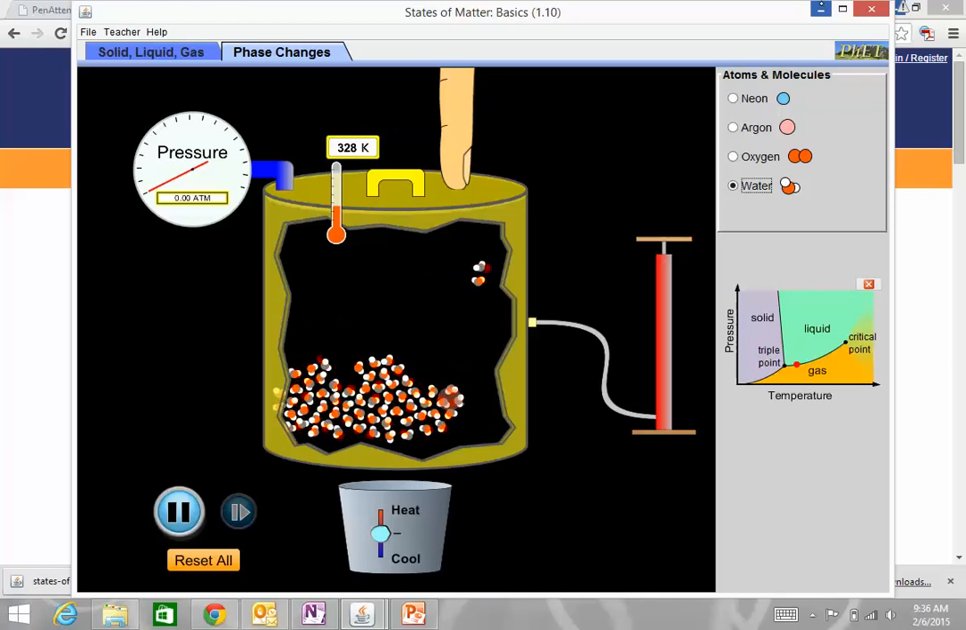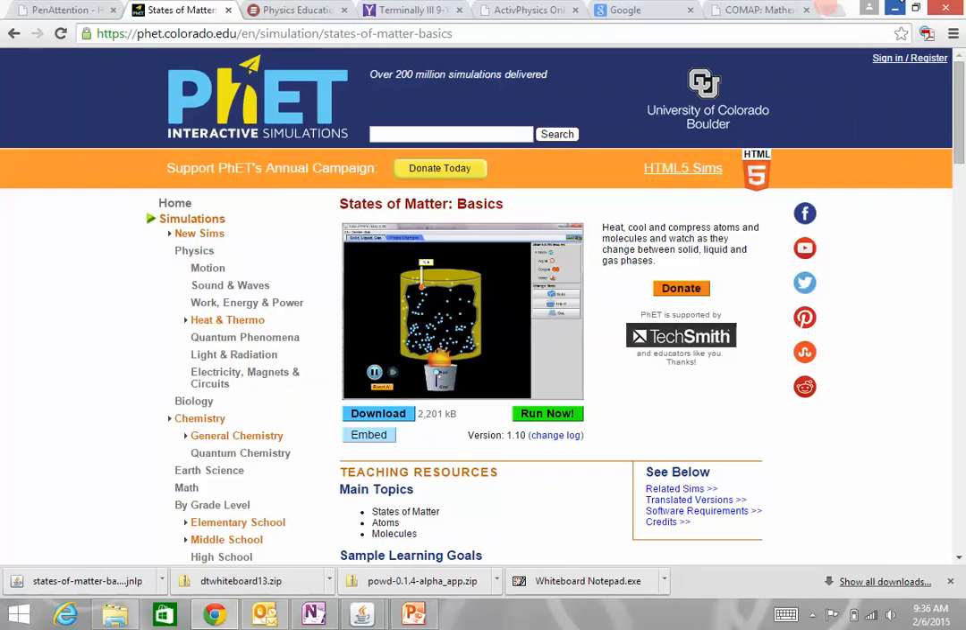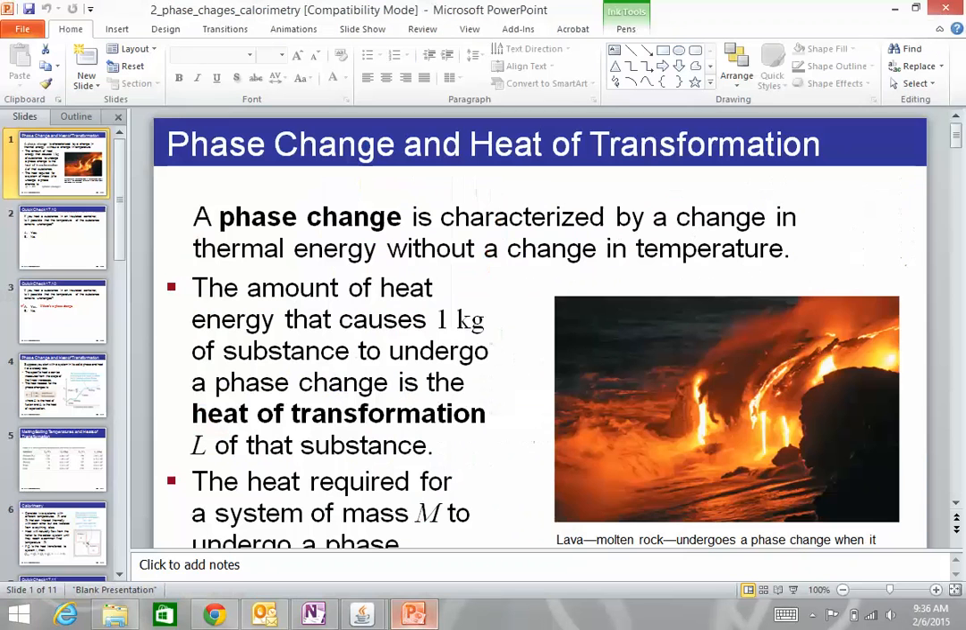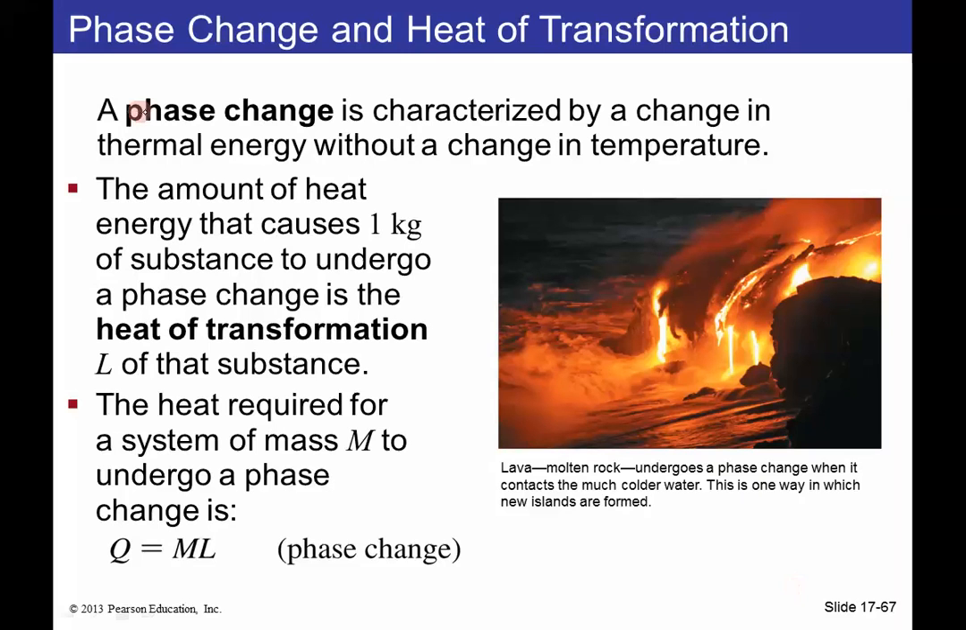Okay, so let's go back to the slides and go through all the important points that we need to cover. We remember now what a phase is, and a phase change is when you go from solid to liquid or from liquid to gas, and it is characterized by a change in thermal energy. The way to produce a phase change is by heating the system, or by removing thermal energy from the system by cooling it down.